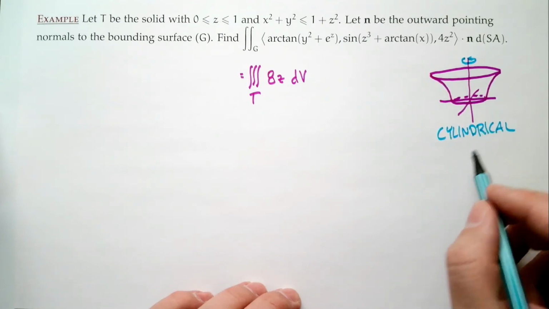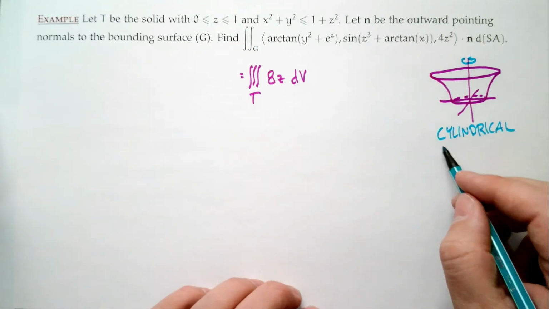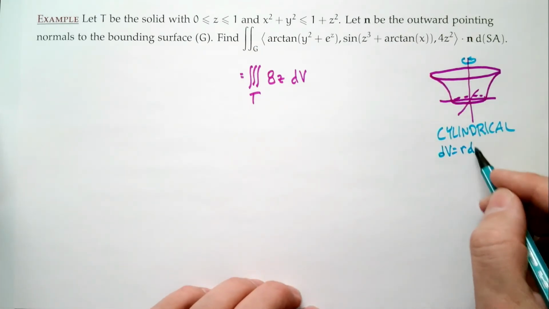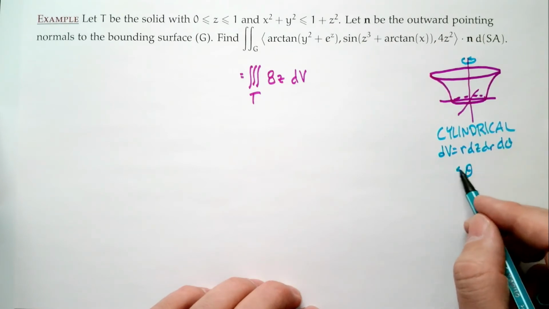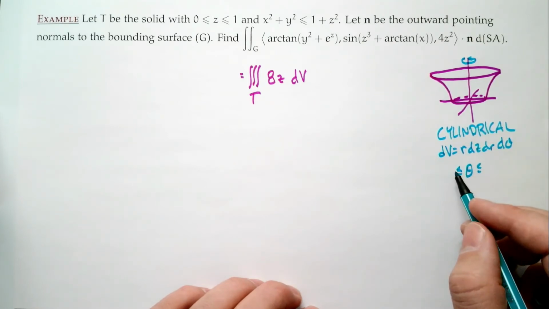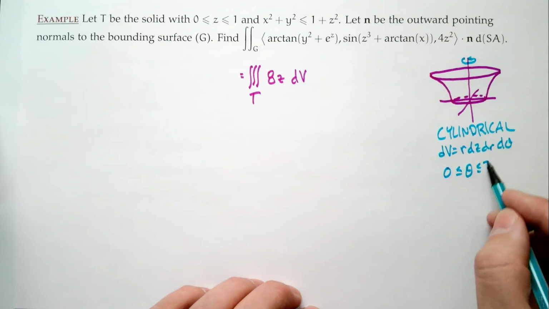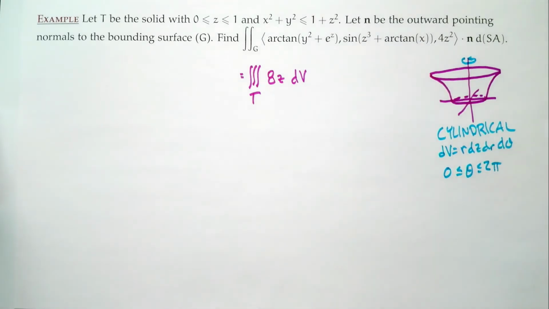All right, well, we're almost through it. All right, we'll make it. All right, so again, we'll make our little notes. dv is r, dz, dr, d theta. Let's get our bounds. We know what theta does. Where does theta go between? 0 to 2 pi, because we're going all the way around.